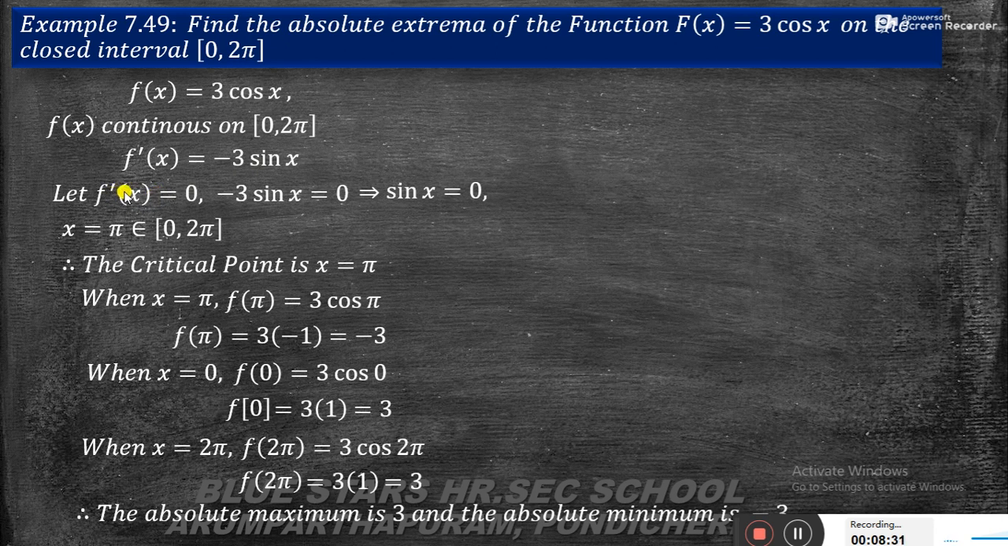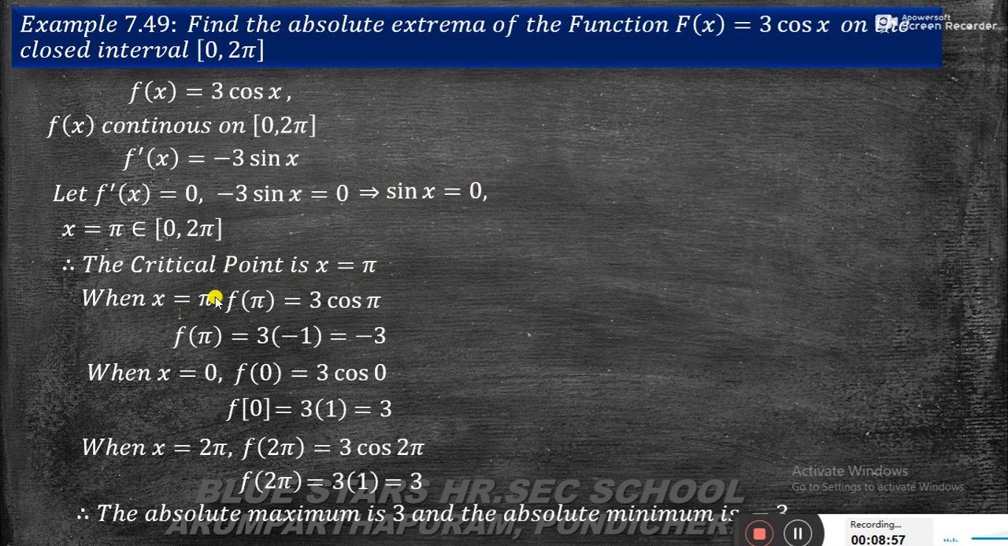Next step I take f dash of x equal to 0. So f dash of x equal to 0 means minus 3 sin x equal to 0. So sin x equal to 0. So sin x equal to 0 means x is pi, since sin pi is 0. Sin pi we get the answer is 0. So we write sin x equal to sin pi. So sin cancelled, x equal to pi, which belongs to 0, 2 pi. Therefore the critical point is x equal to pi.